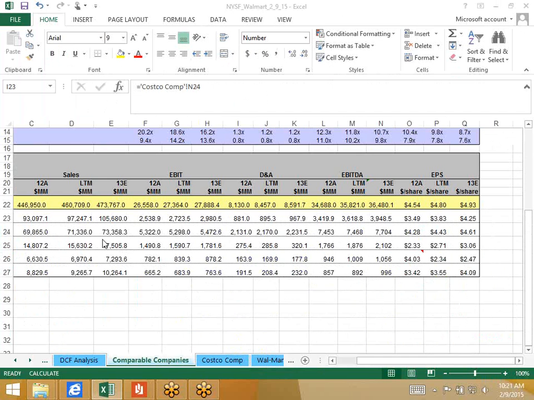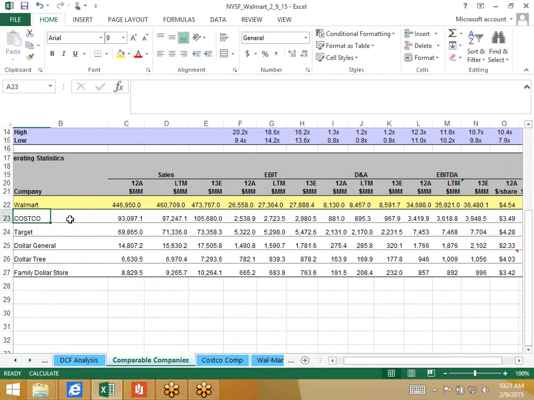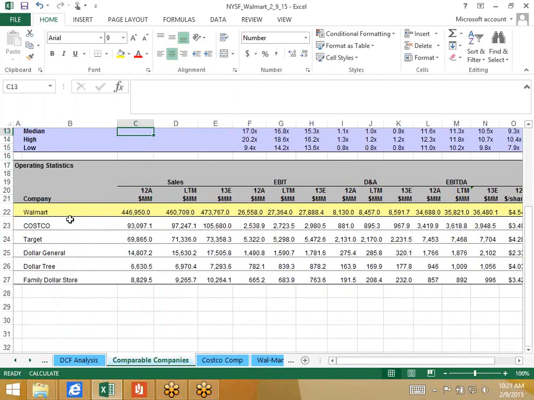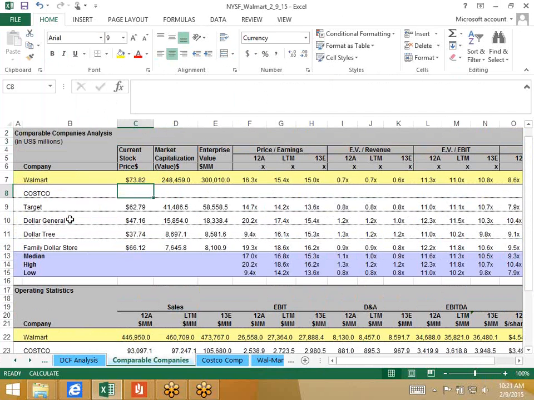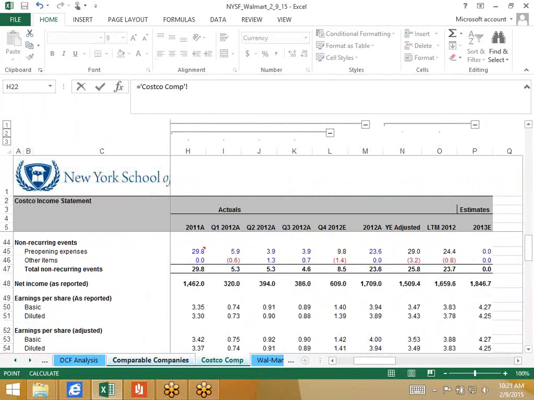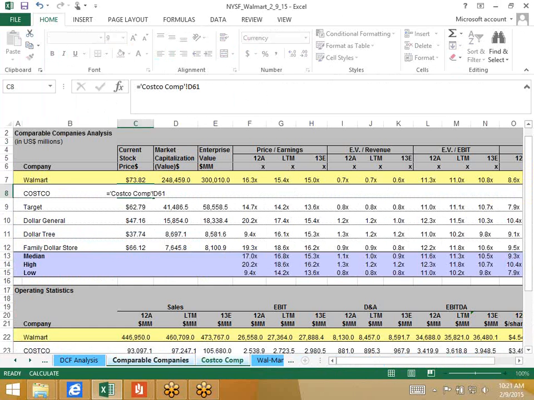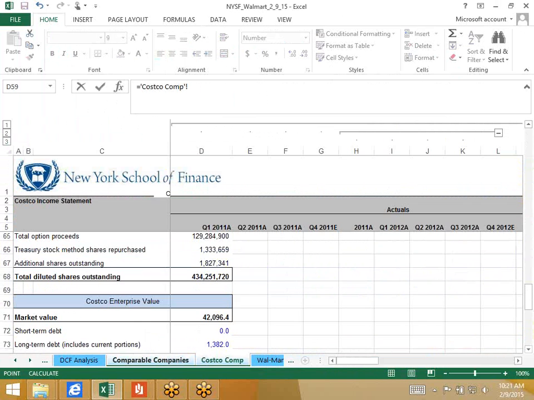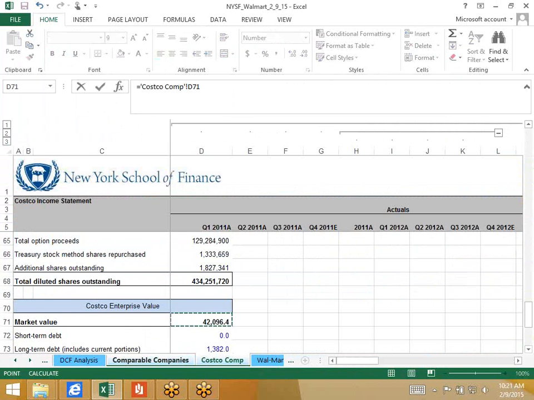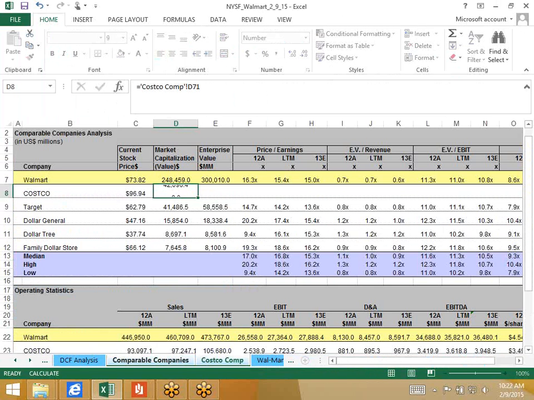All right, now we can use this underlying data to calculate our multiples. But first, we want to pull in Costco's stock price, market cap, enterprise value. Remember we did that last week. Stock price is also on the Costco comp tab. When we diluted the shares, 96.94. Market cap, also on the Costco comp tab. After we diluted the shares, we calculated market value. And we calculated enterprise value. Costco comp.